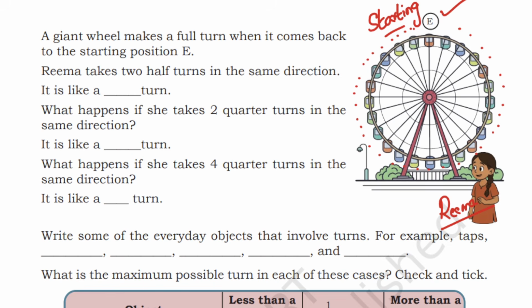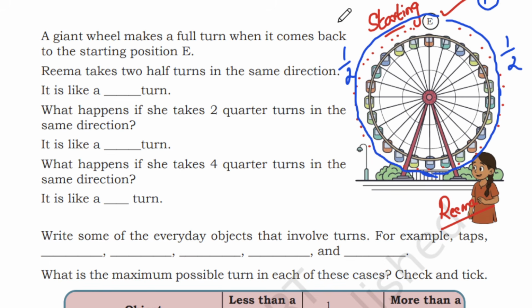Okay, so let's start now. Reema takes two half turns in the same direction. So two half turns she is taking. I'm going to do it in blue. Starting from here, this is the first half. And she is taking the second half from here. We already know two halves make one full whole. So how many turns is she going? She is going one full turn. It is like one turn.